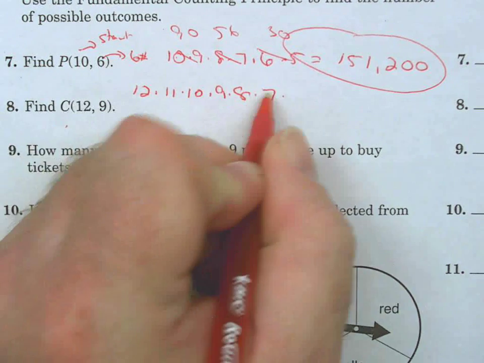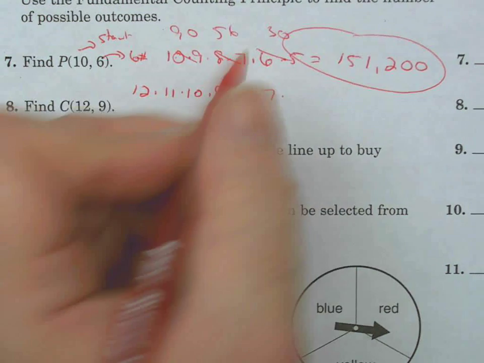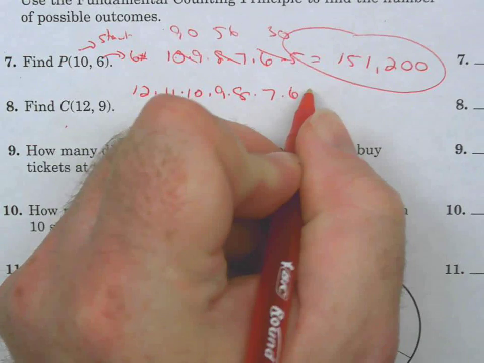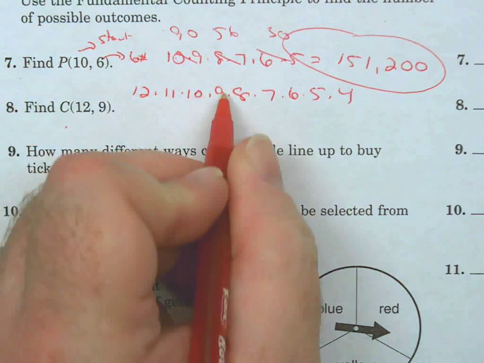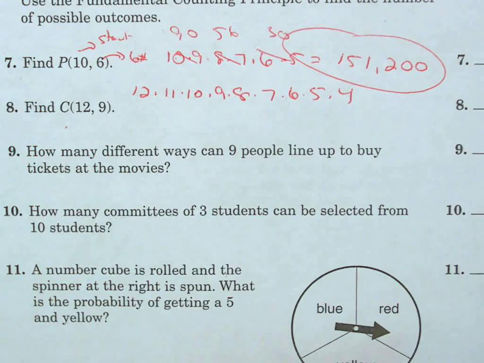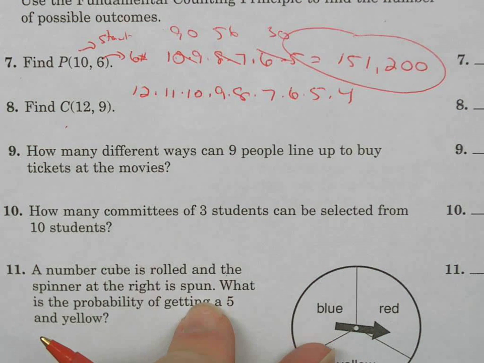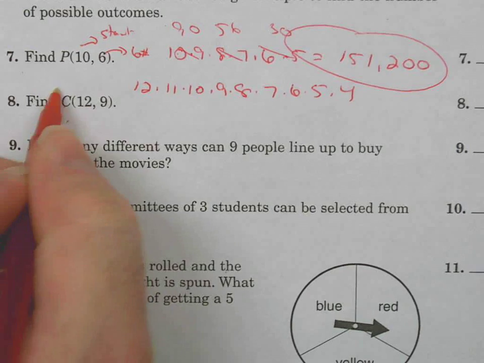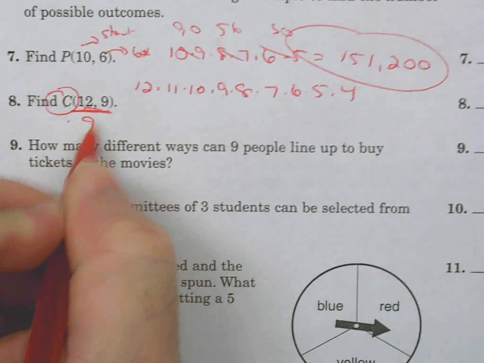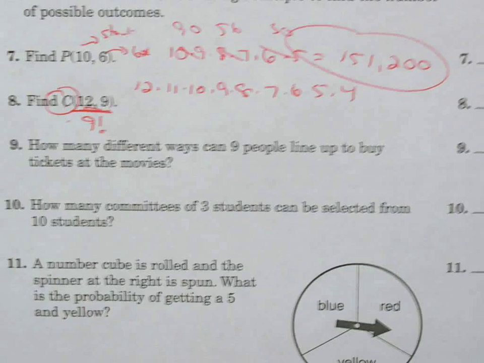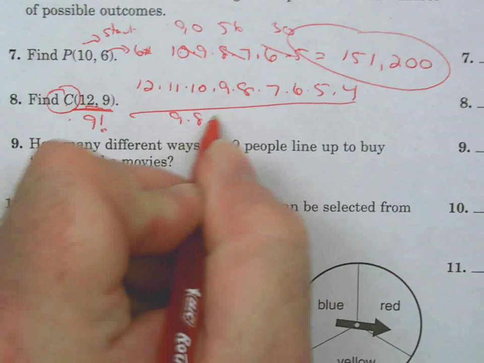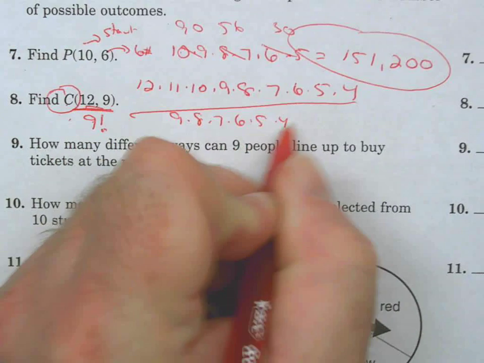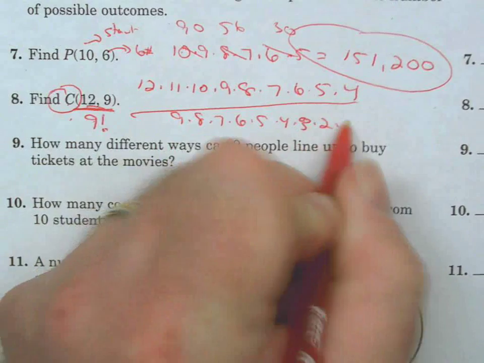1, 2, 3, 4, 5, 6. 1, 2, 3, 4, 5. I got to keep going. 6, 7. 1, 2, 3, 4, 5, 6, 7, 8, 9. Perfect. I need to start at 12. I need to use 9 numbers. Now, combination though, right here, means I divide by 9 factorial. Here's where 9 times 8 times 7 times 6 times 5 times 4 times 3 times 2 times 1.